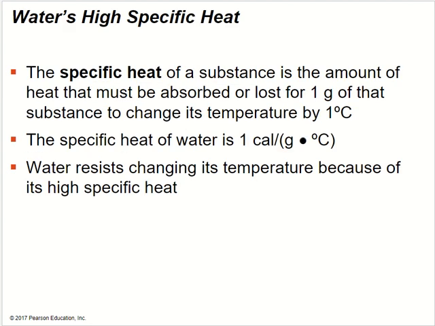Water's high specific heat. The specific heat of a substance is the amount of heat that must be absorbed or lost for 1 gram of that substance to change its temperature by 1 degree Celsius. The specific heat of water is 1 calorie per gram degree Celsius.